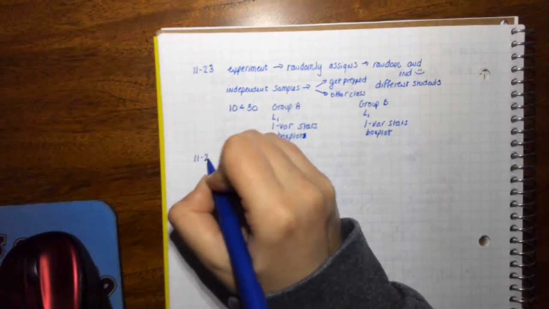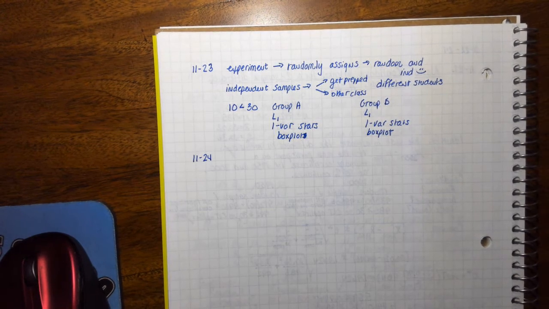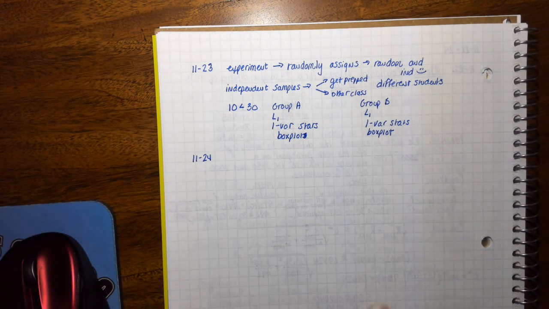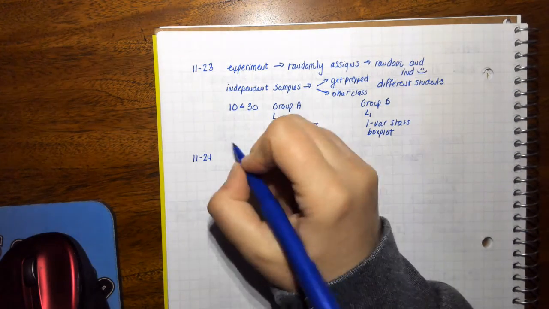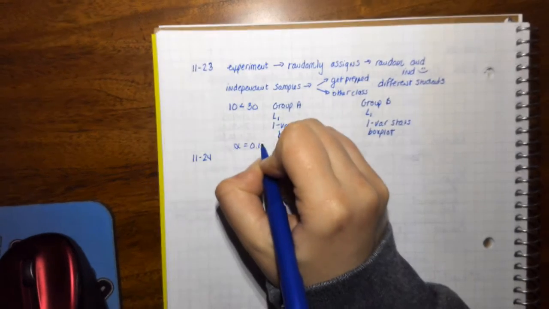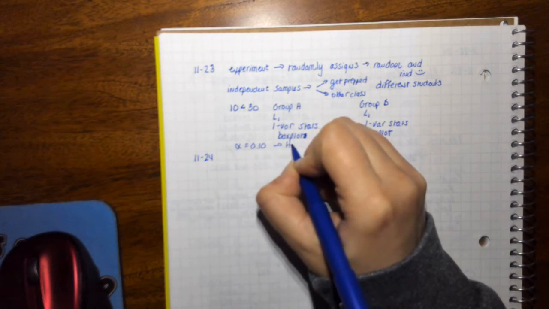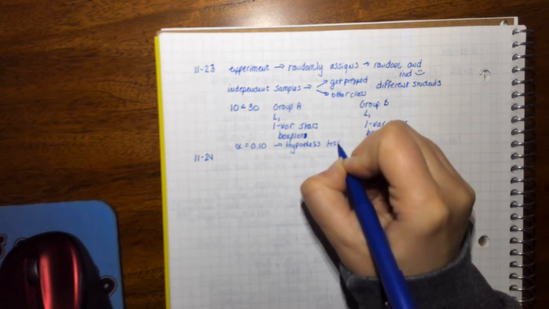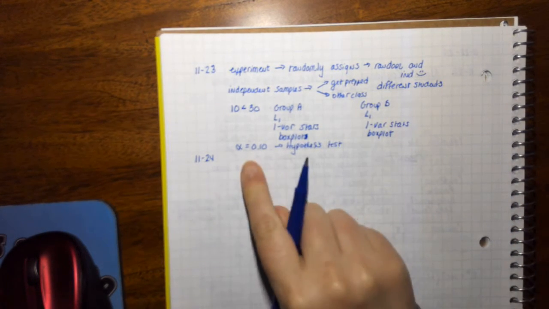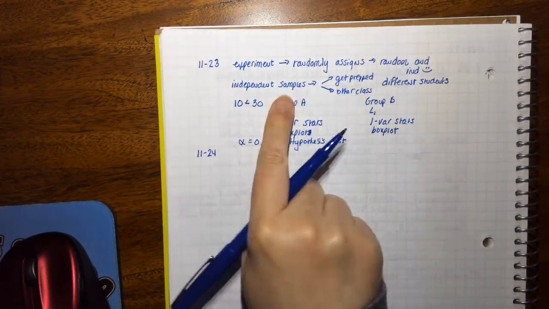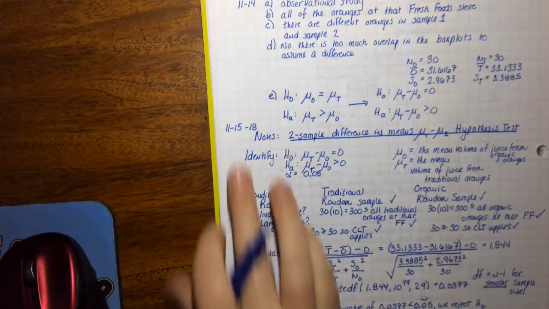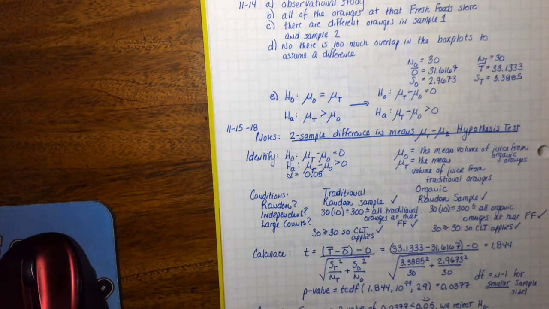Okay, now 24. Oh, one more thing, back to 23. It says, do the data provide convincing evidence? Because it gave you alpha equals 0.10, that means you're doing a hypothesis test and not a confidence interval. So this is a hypothesis test for 2 independent samples, which would be this one here, problems 115 to 118 type.